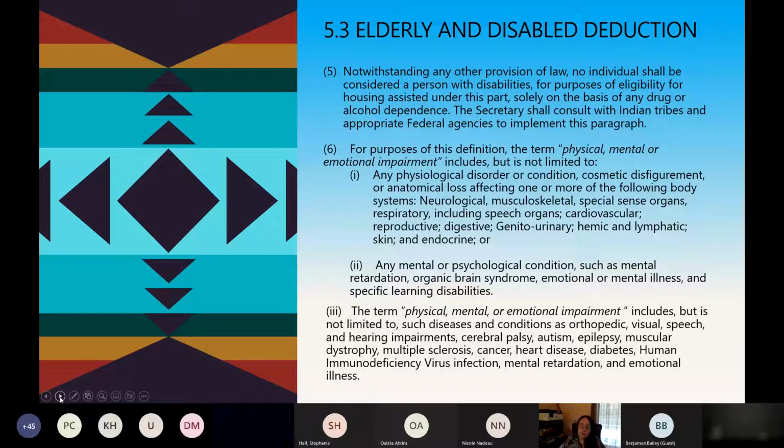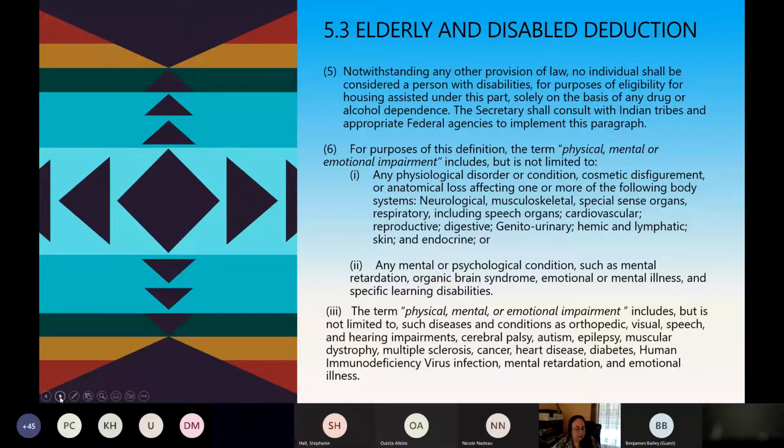The term physical, mental, and emotional impairment includes, but is not limited to, such diseases and conditions as orthopedic, visual, speech, and hearing impairments, cerebral palsy, autism, epilepsy, muscular dystrophy, multiple sclerosis, cancer, heart disease, diabetes, human immunodeficiency virus infection, mental retardation, and emotional illness, excuse me.